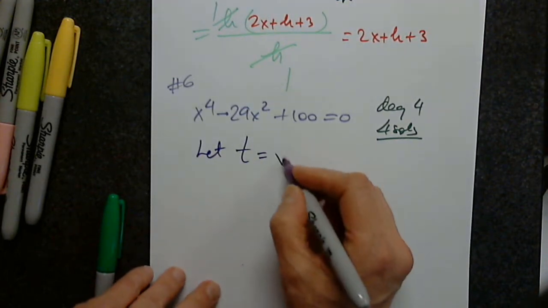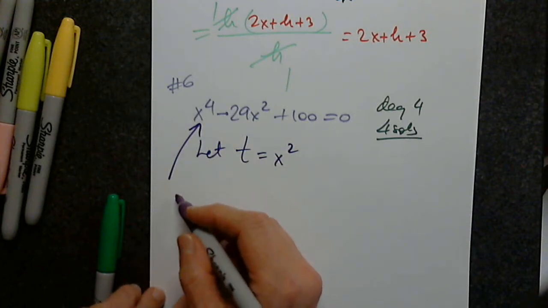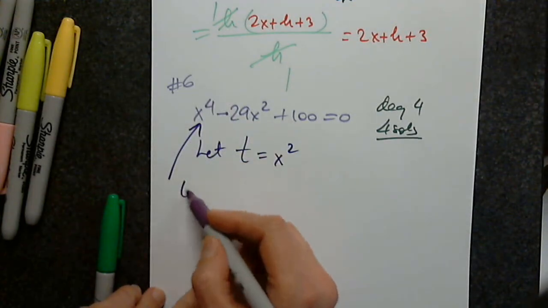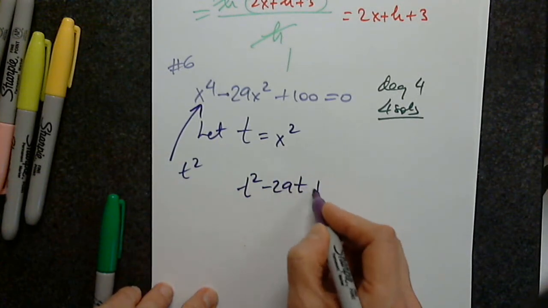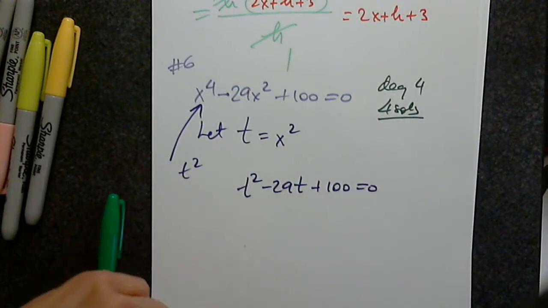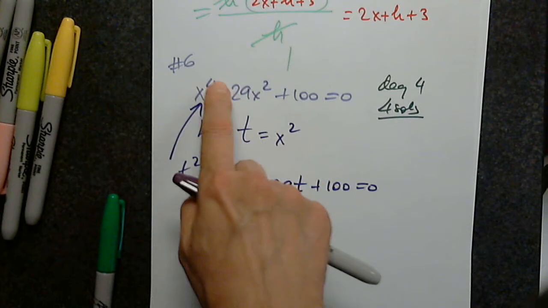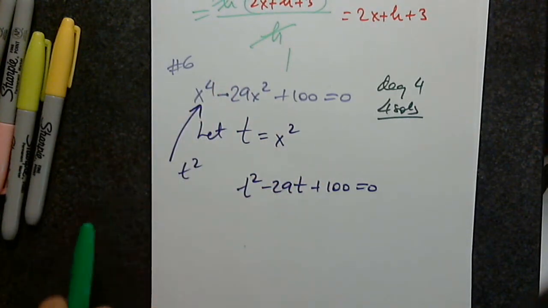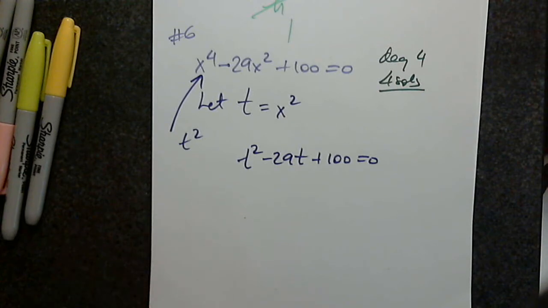X squared. Of course, because this is clearly going to be exactly. Because if it's not t squared minus 29t plus 100 equals 0, then the equation is not quadratic in form. But it is quadratic in form because if I denote this by t, that is definitely t squared. So now you can do whatever you want.